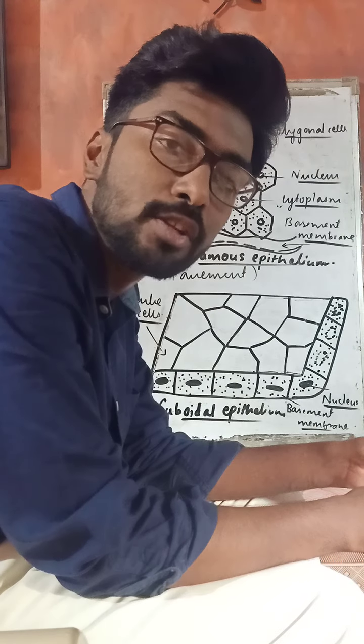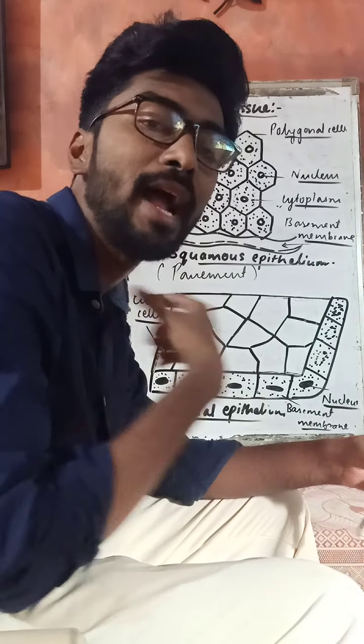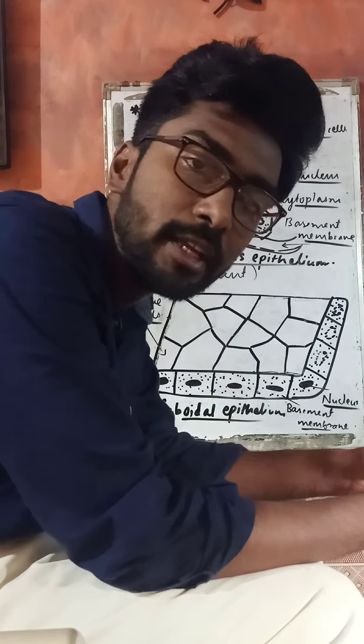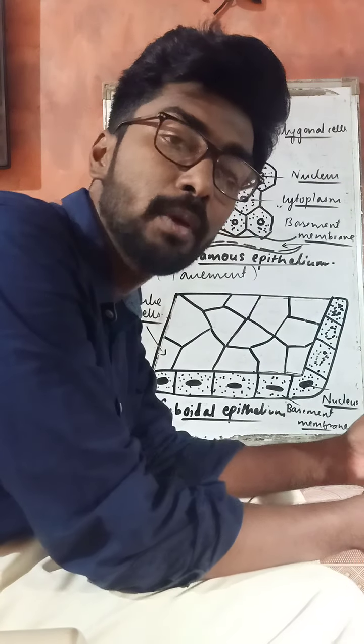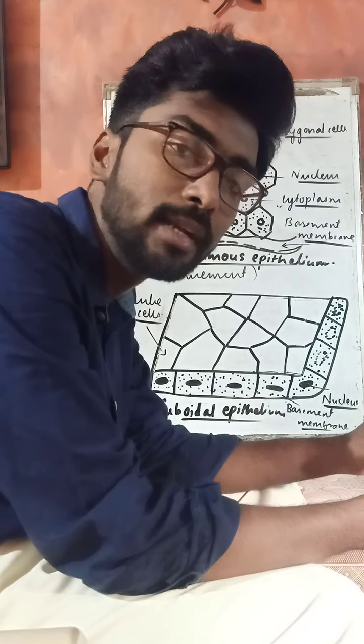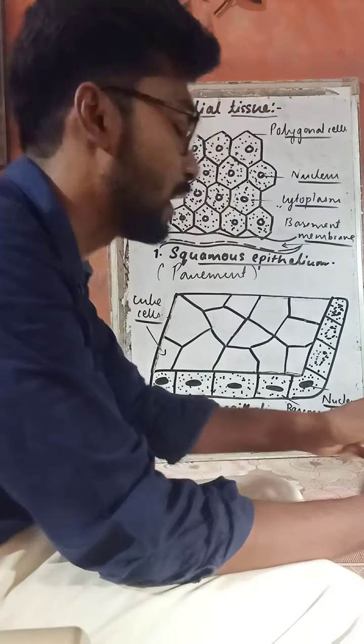Okay, second one is cuboidal epithelial tissue. Cuboidal epithelial tissue location says that it is generally present in the respiratory tract and the lining of the kidney or the lining of the kidney tubule. तो ये आपका respiratory tract में present रहता है and it is also present in the lining of the kidney tubule. Now let's have the explanation, that is the structure.